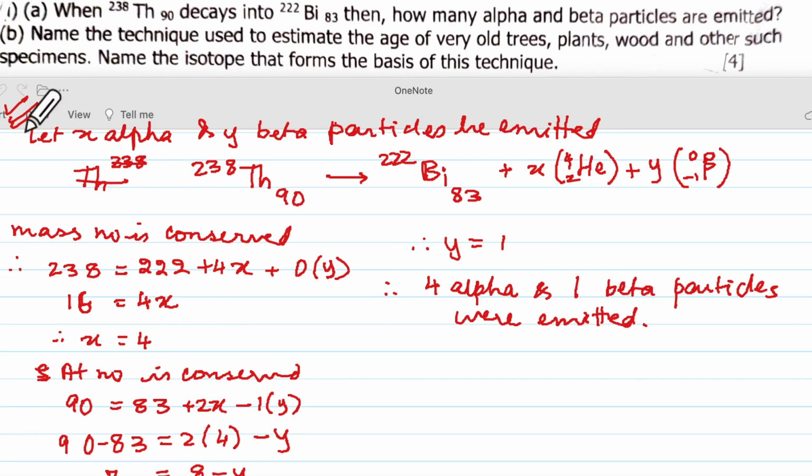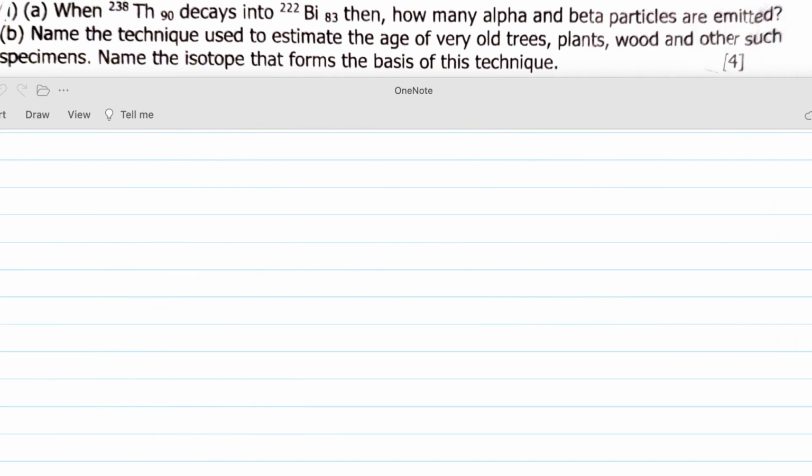This is an important question. Please remember. Now what are they telling you? Name the technique used to estimate the age of old trees, that is carbon dating. Name the isotope that forms the basis of this technique. It is carbon-14. This was pretty simple.